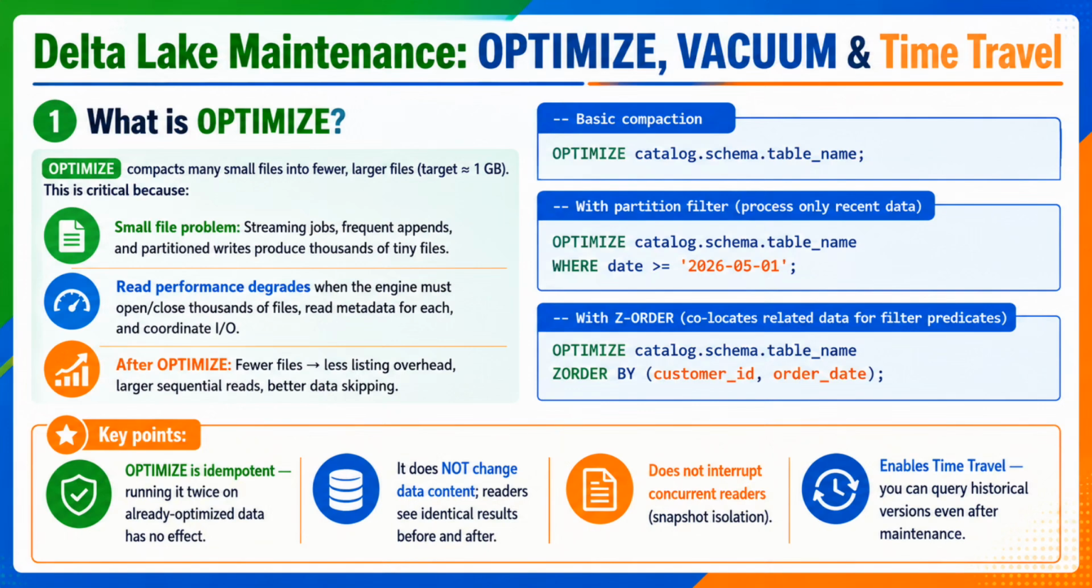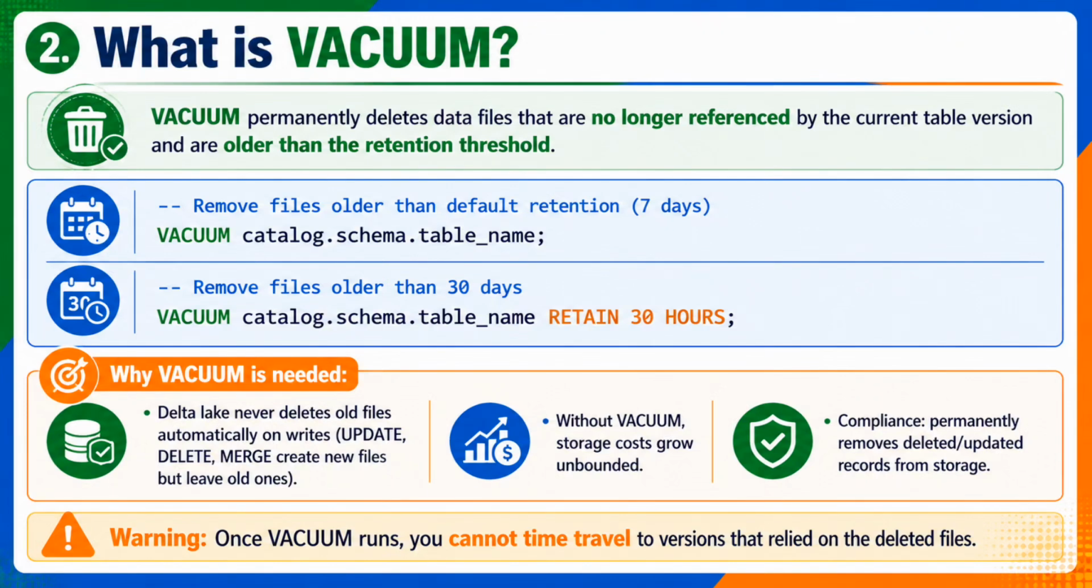Third, Optimize does not interrupt concurrent readers. Delta Lake provides snapshot isolation, so readers can continue accessing a consistent version of the table while maintenance operations are performed. And finally, Optimize works together with Delta Lake time travel. Because Delta Lake maintains table versions, you can continue to query historical versions even after maintenance operations, subject to your retention and vacuum settings.